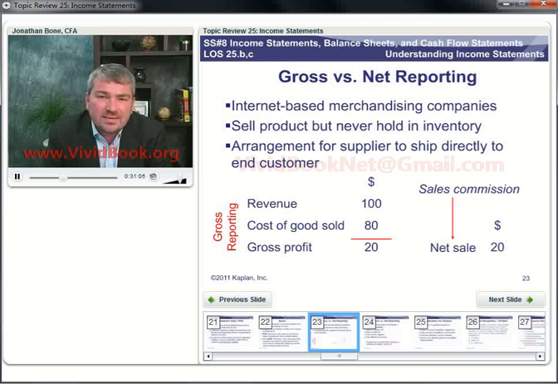All they're really doing is arranging for one of their suppliers to ship directly to the end customer. So, essentially, in that situation, they're acting like an agent, so they should report the net sale. Notice the gross reporting, we show the sale separately, the cost of goods sold separately, and as a result a gross profit. If we're acting as an agent, then we just report the gross profit as a sales figure. We just bring in the 20, as if we were like an agent and this was our commission.